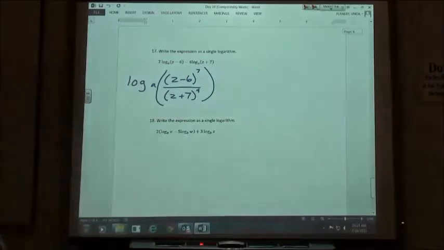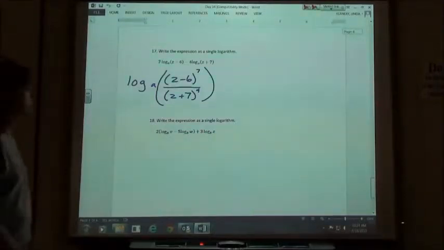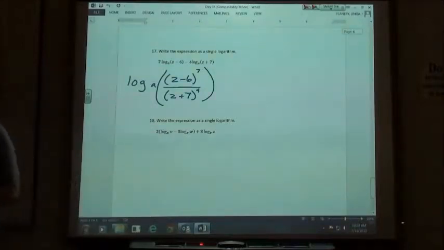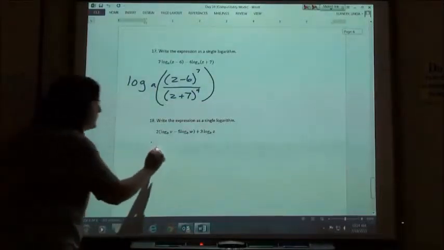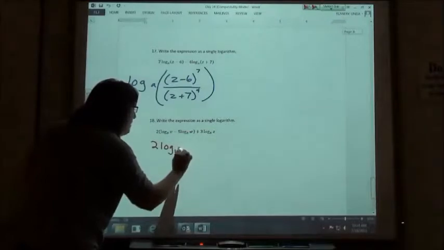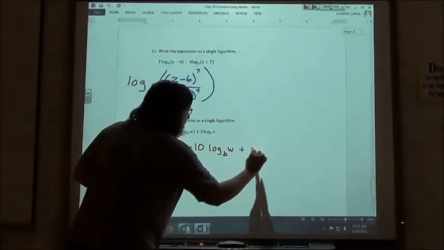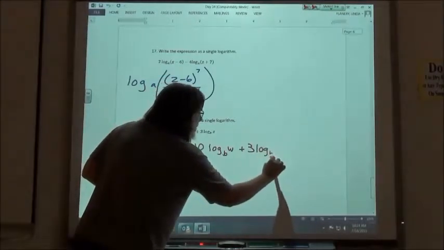So if you try to do number 18, what's going to happen with number 18? First of all, what should I probably do with this 2 because it's in front of that parentheses? What would I normally do with the 2 that's in front of the parentheses? Multiply it out, distribute it out. So I would have 2 log base b of v minus 10 log base b of w, and then plus the 3 log base b of z.